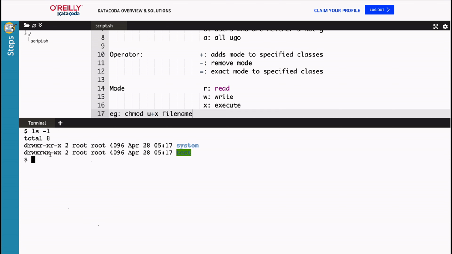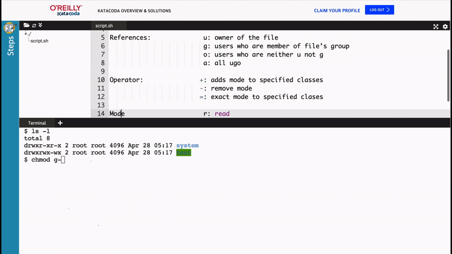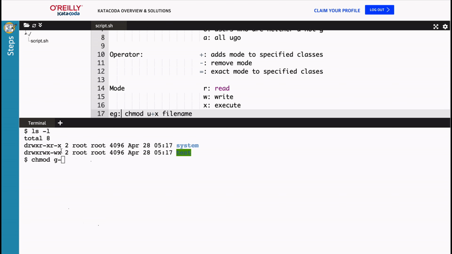So let's subtract a privilege of test for the g user. In chmod, we need to specify the user and subtract the privileges. Suppose I don't want the read privilege, so I can do it like this: g minus r, and the file name, test.